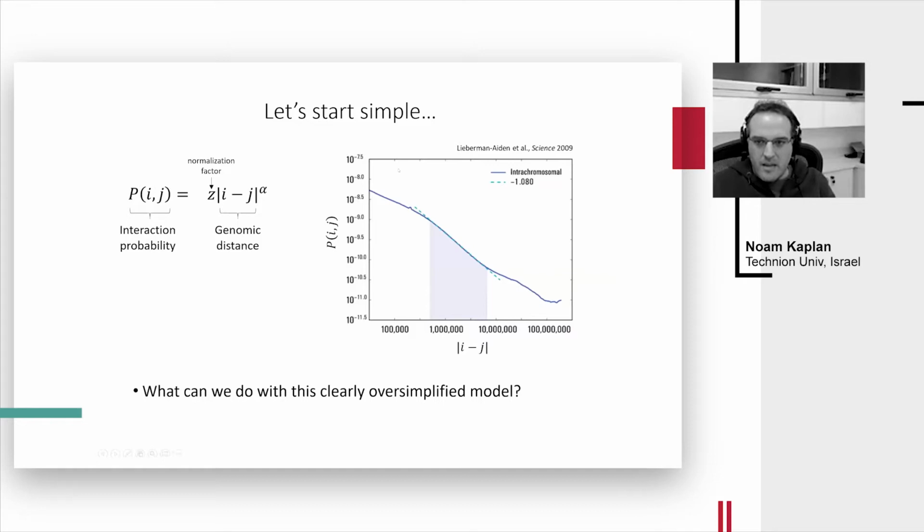And then this exactly gives you the plots that we see here. If you put them both on log axes, you see what looks like a straight line, more or less. So this is a very, very simple model, right? And the question is, what can we do with this clearly oversimplified and boring model? Remember that all models are wrong, but some are useful.